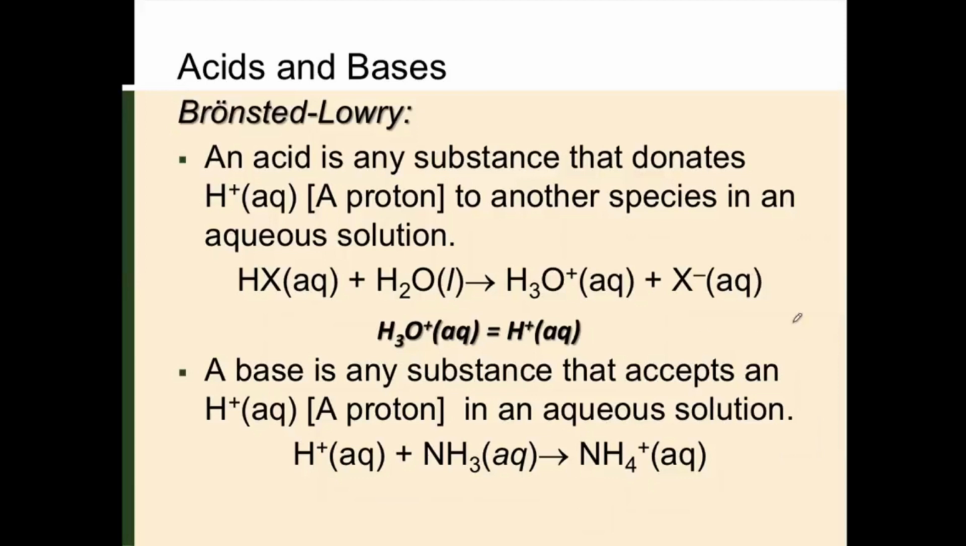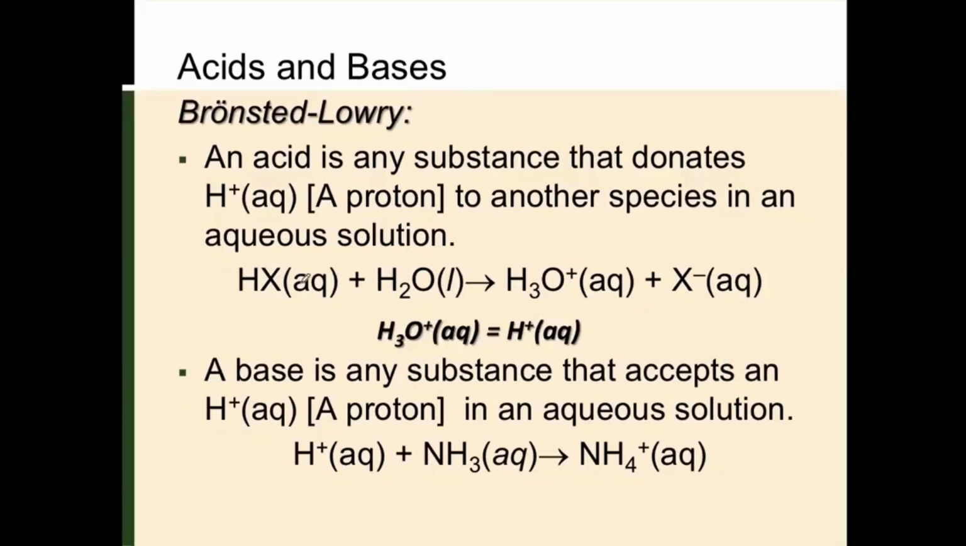So an acid is any substance that donates a proton, H plus aqueous, to another species in an aqueous solution. The reason why H plus is a proton is because there is no neutron there, and there's also no electron, which means that the only thing in its nucleus is a proton. It has no electron, it has no neutron, just a proton.